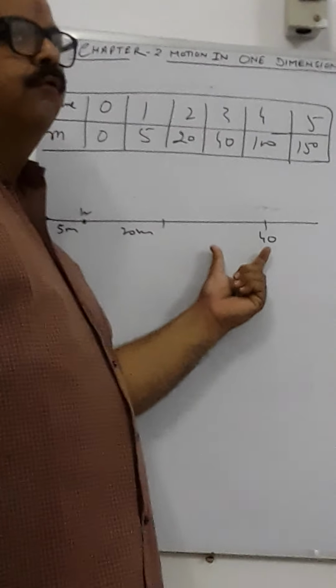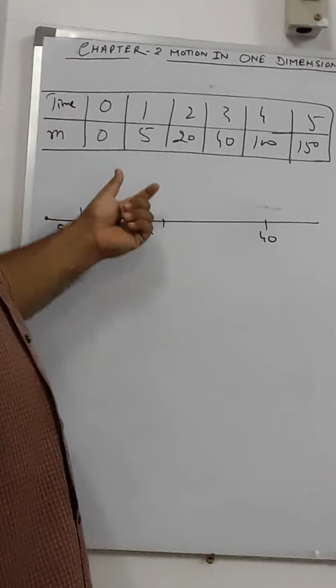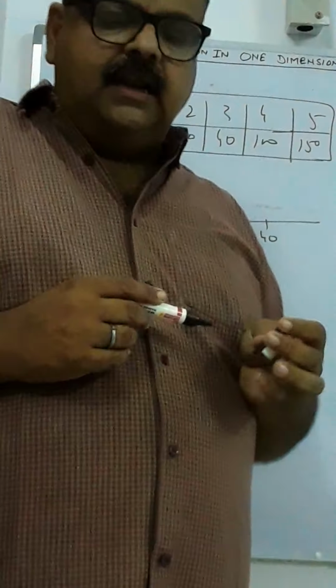So like this you can see that the body is not moving uniformly. In equal intervals of time there is no equal motion. Linear motion is motion in a straight line.